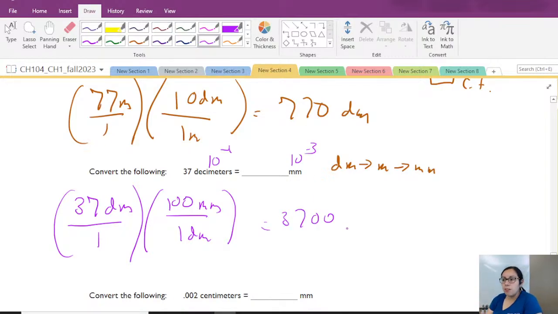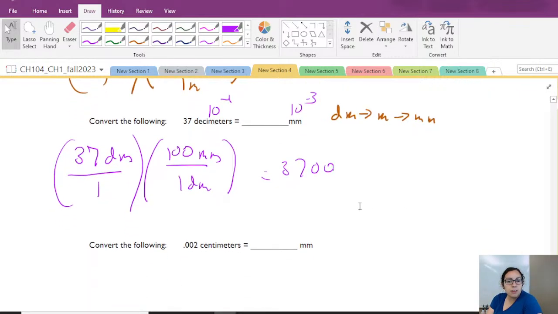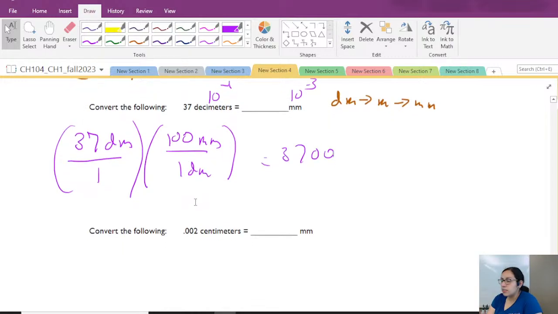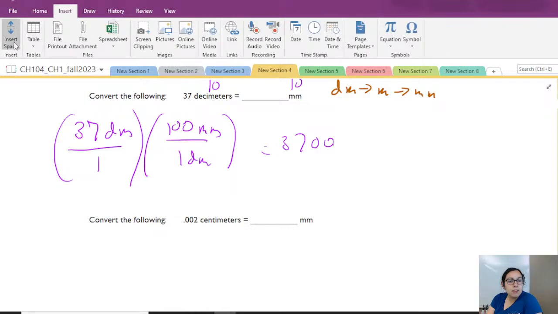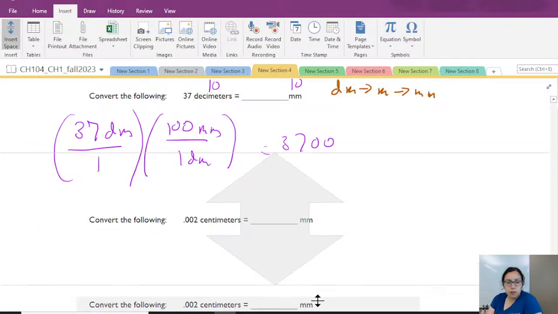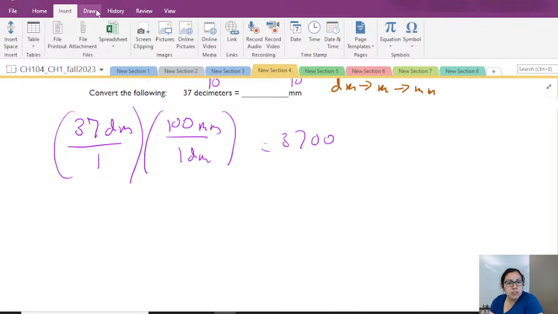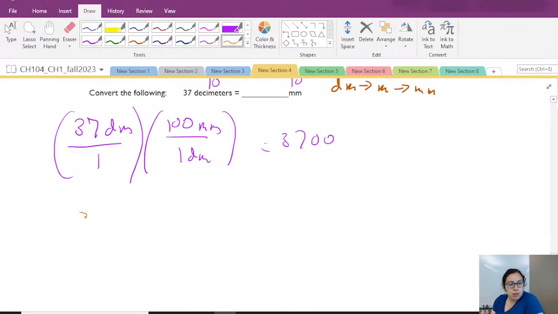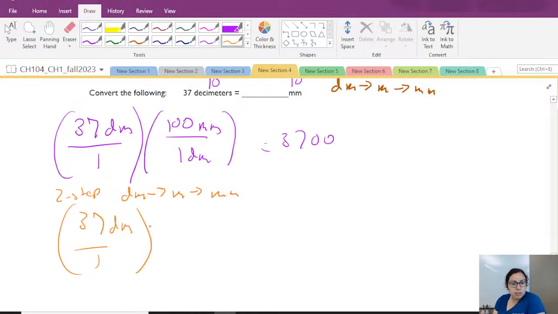So if you didn't follow that, let's look at another way to do that. So, this may not be so obvious, that there's 100 millimeters in a decimeter. So let's try the two-step one as well. And I'll just set that up. So we'll start with 37. And so again, we'll do this two-step. So we want to go decimeters to meters to millimeters.